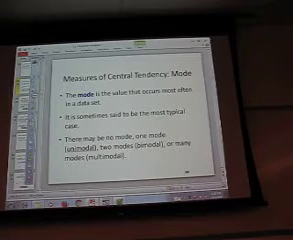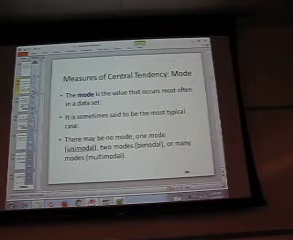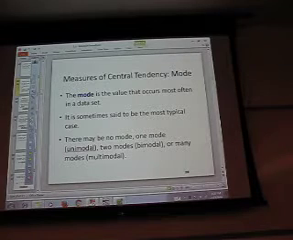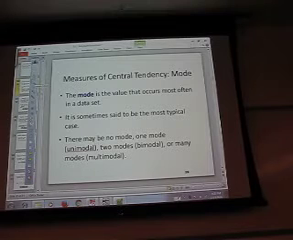All right, next we have measures of central tendency, mode. Justin, go ahead and read. Measures of central tendency, mode. The mode is the value that occurs most often in a data set. It is sometimes said to be the most typical case. There may be no mode, one mode (unimodal), two modes (bimodal), or many modes (multimodal). Right, so the mode is the one that occurs the most.